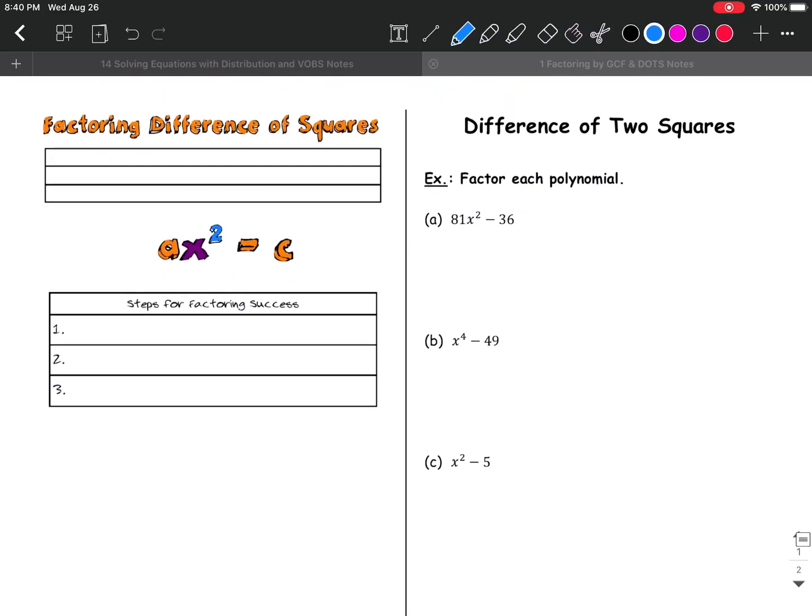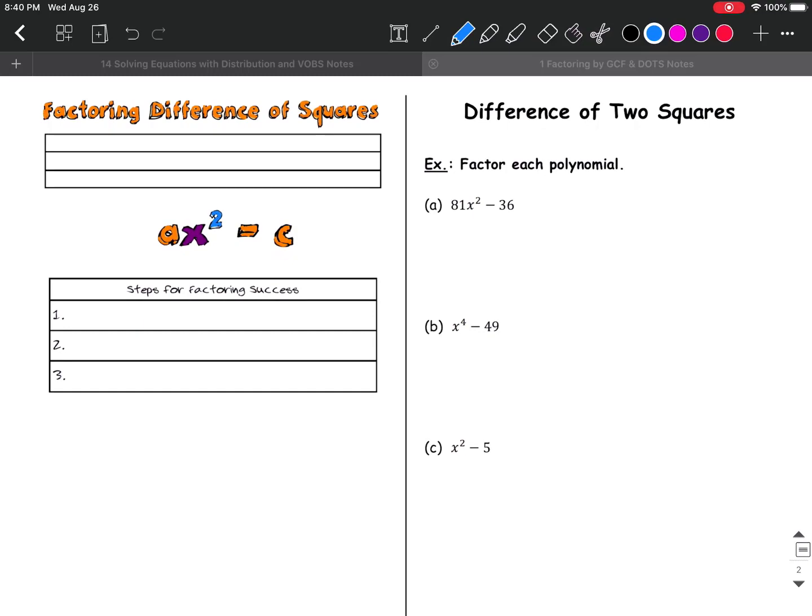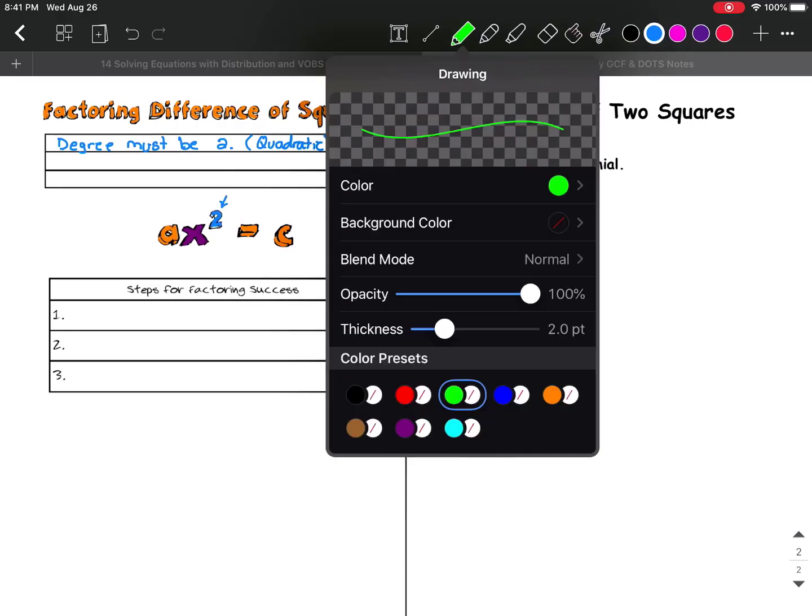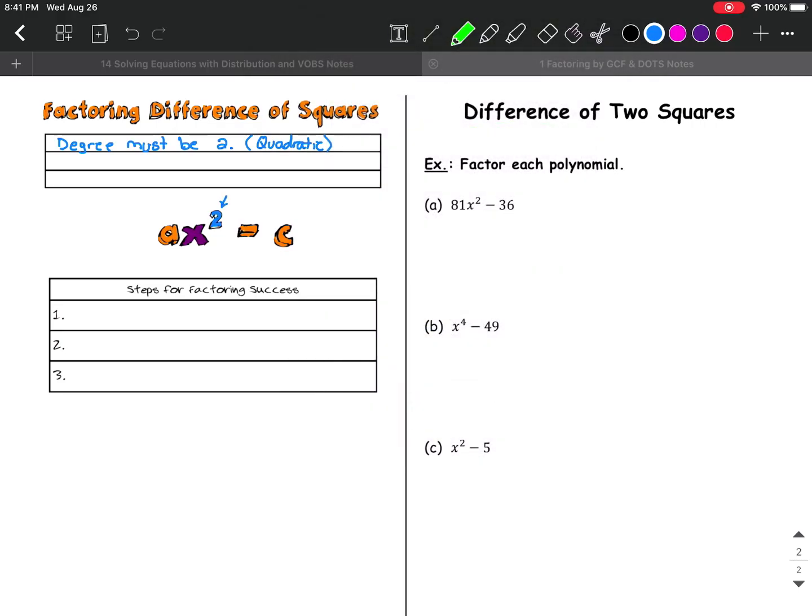And that would be factoring the difference of squares. Notice I'm not saying the difference of two perfect squares. Please notice that. I'm not saying that. It's just the difference of squares. Now the first thing, in order to use this method, there's a few things that have to hold true. The first thing is the degree must be 2. So in other words, it has to be quadratic. Okay, this highest exponent of x has to be 2. The next thing, the number of terms also must be 2. It has to be a binomial.